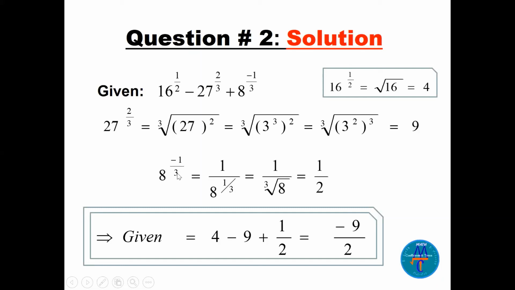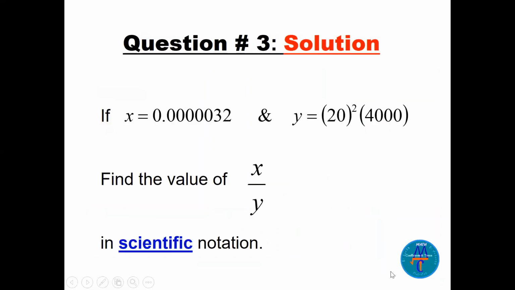8 to the power minus 1 over 3. Since we have a negative, 1 over 8 to the power 1/3. And this is cube root of 8, which is 2. So that will be half. So the last number is half. In the middle is minus 9. The first number is 4. Add the fraction here, minus 5 plus half, minus 9 over 2.